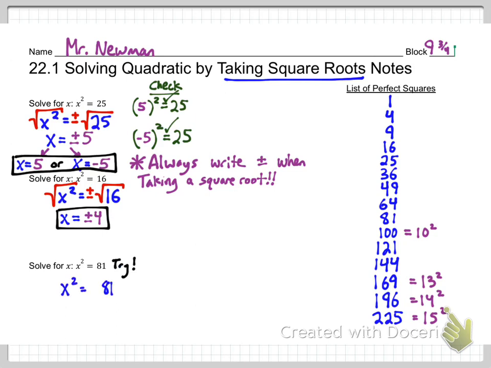Have you got it? Well, here is how you want to do it. X squared equals 81. The square root of x squared is equal to plus or minus the square root of 81. So don't forget your plus or minus. So x equals plus or minus 9.